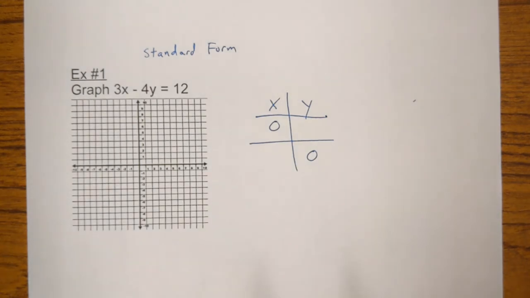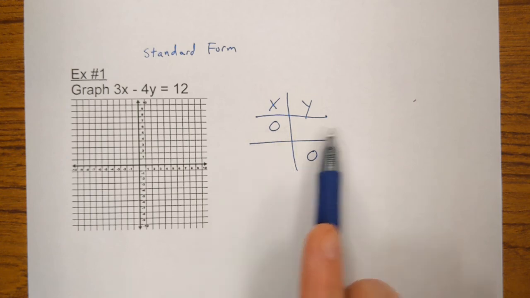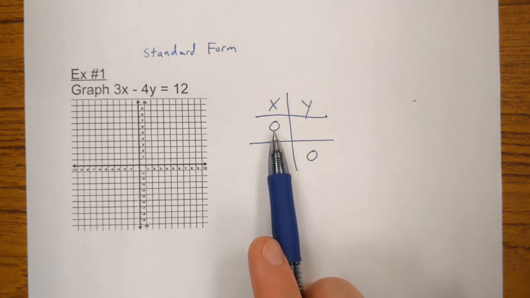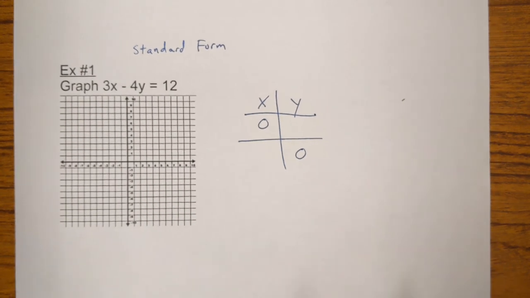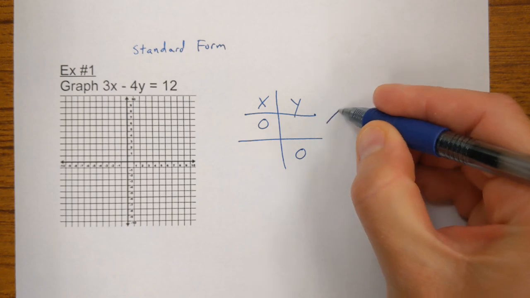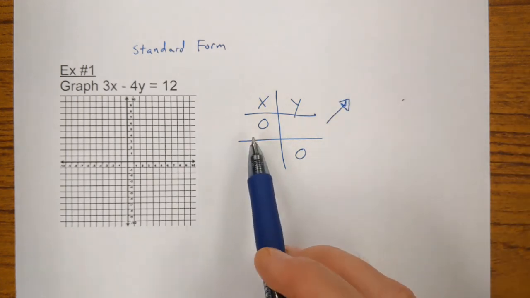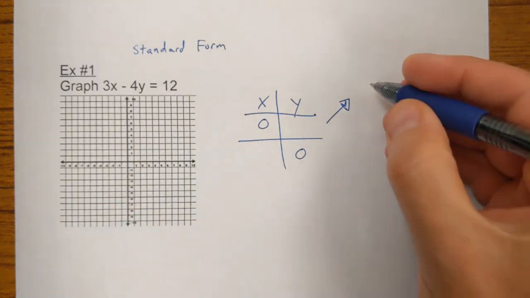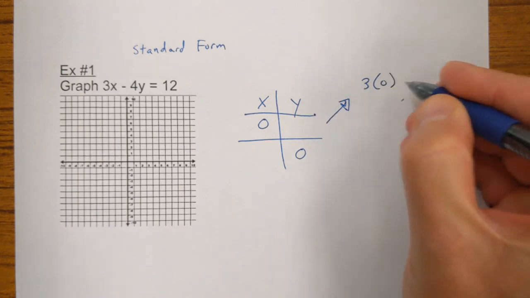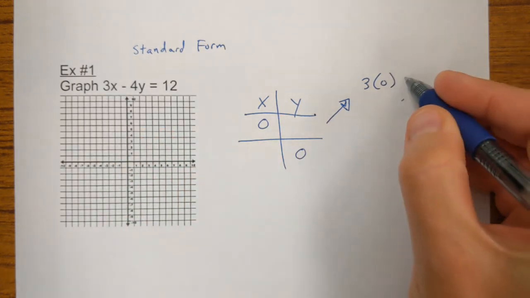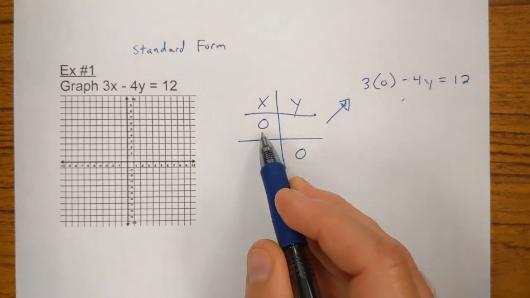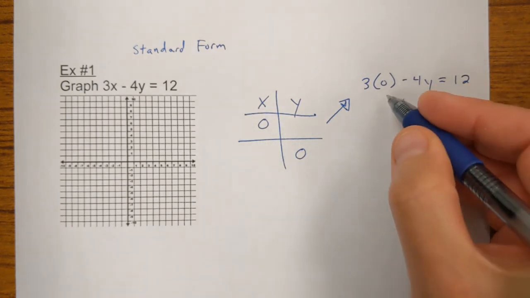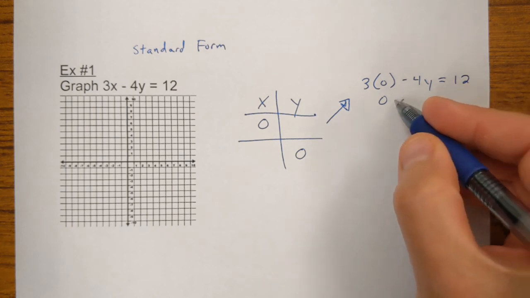Make an XY table with only 2 rows. In the first row, you put a 0 in the x column, and in the second row, you put a 0 in the y column. And then, just like we learned in our last lesson, we're going to complete this table. Did you know if you plug a 0 in for x, so we do 3 times 0 minus 4y equals 12, well, the beautiful thing about 0 is that anything times 0 is just 0.